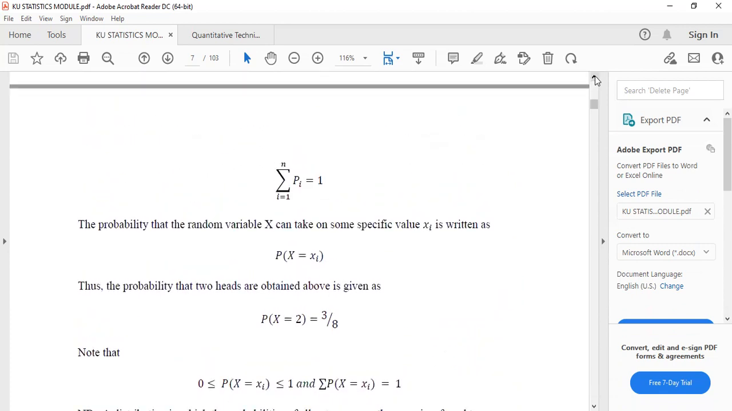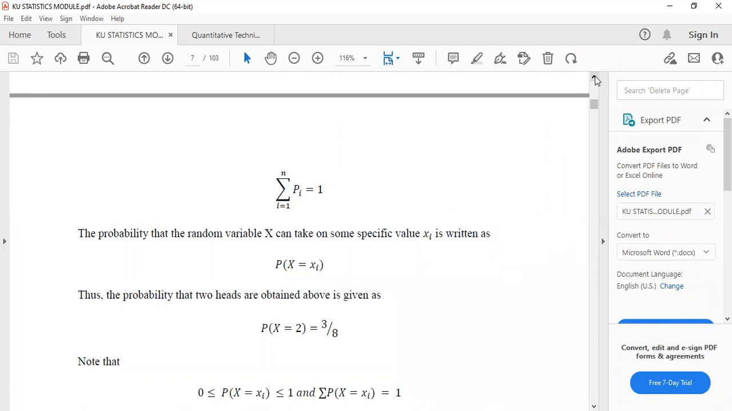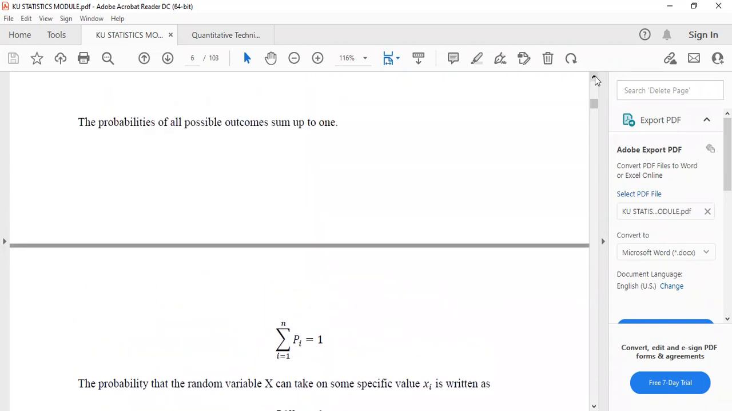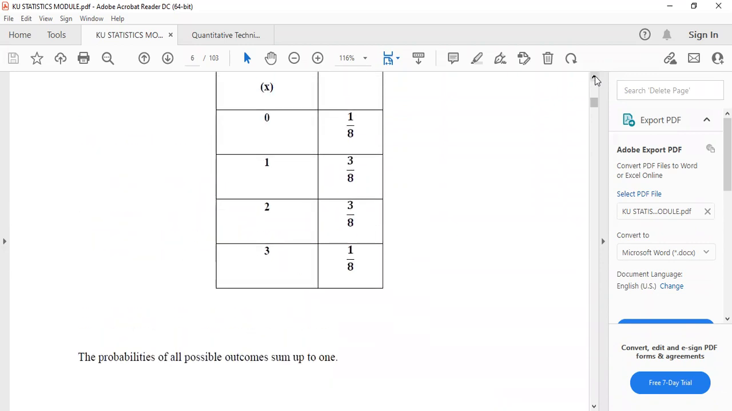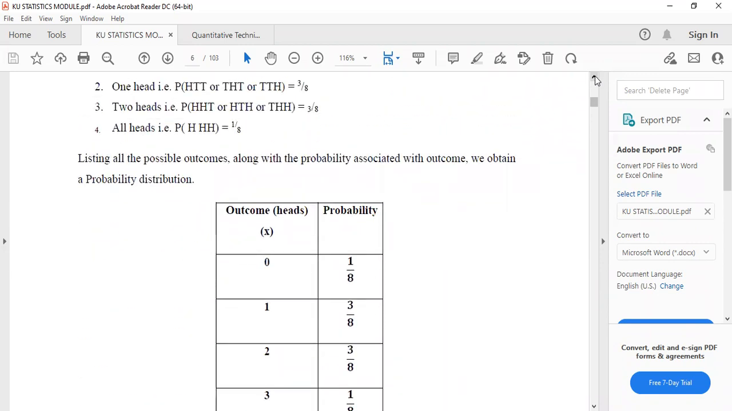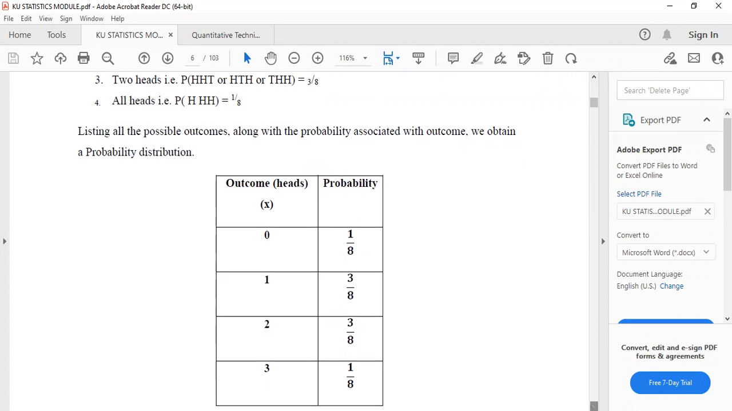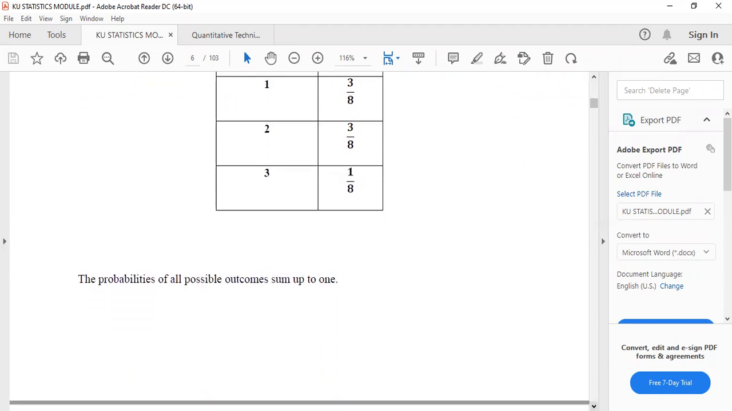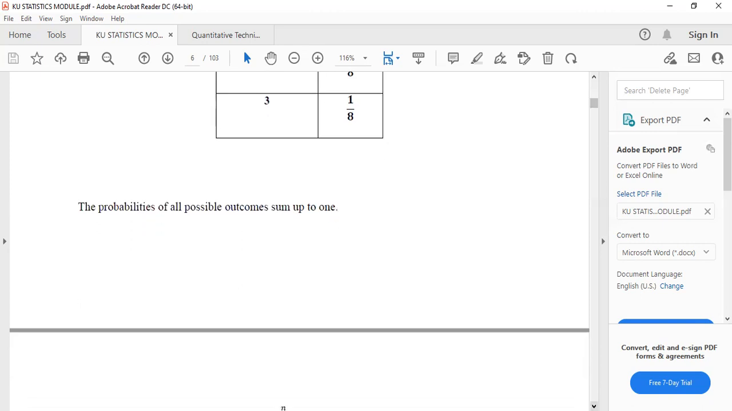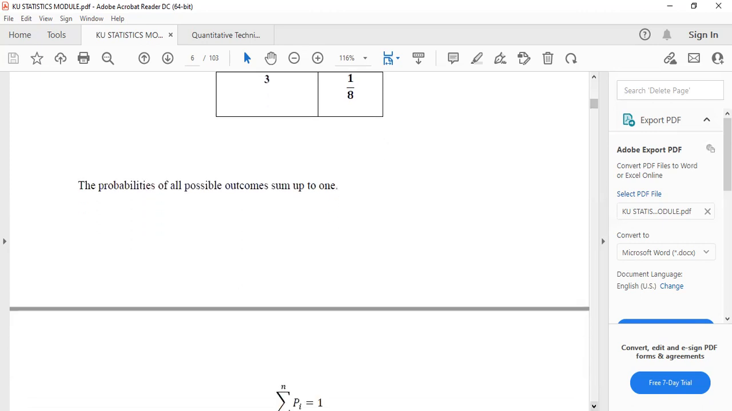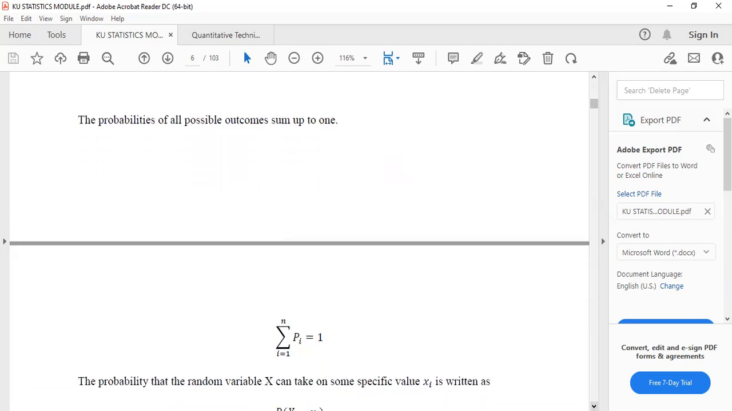Now, when we are talking of probability distribution, we normally talk of the expected value, and that is our mean. The expected value is our mean. For example, listing all the possible outcomes when you are flipping the coin 3 times, we've listed all the possible outcomes here. Now, to sum up all these outcomes, I'm going to get 8/8. In other words, probability should total to 1.